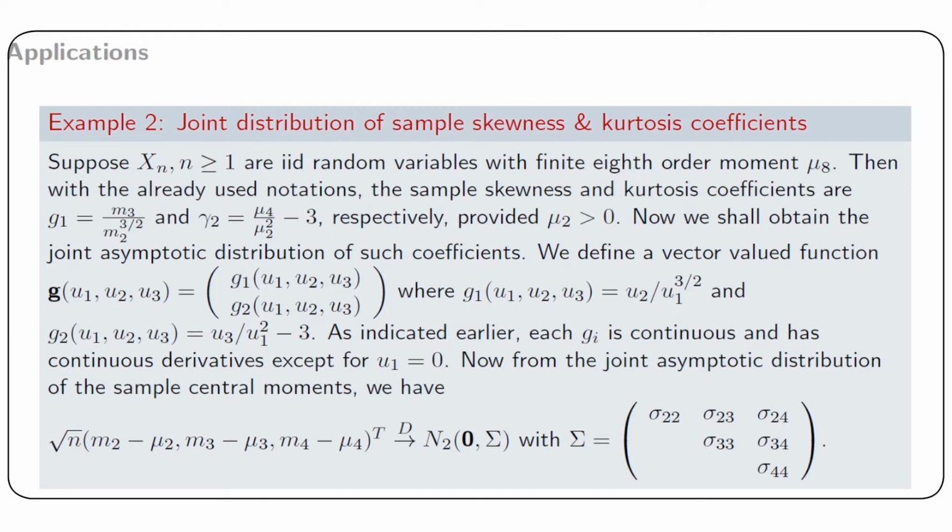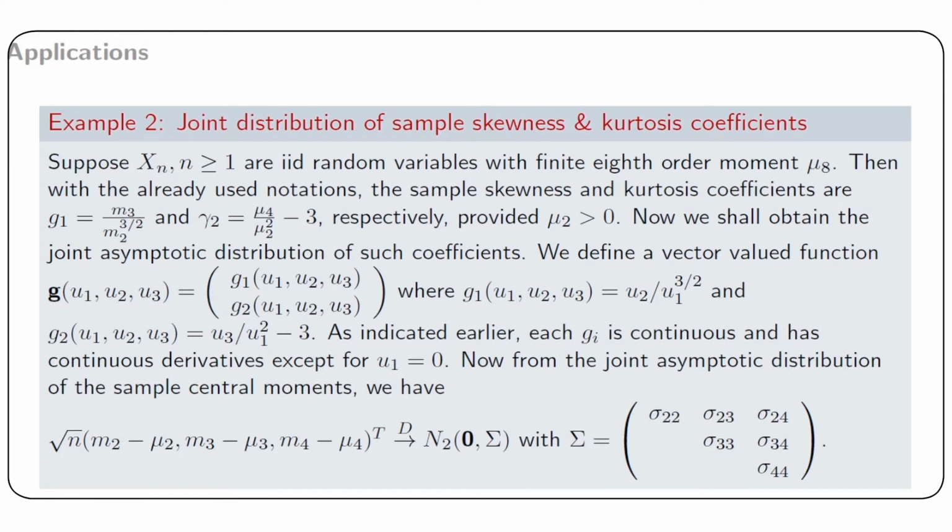As earlier, we assume IID random variables with finite 8th order moment mu8, and we have already defined G1 and G2, gamma 1 and gamma 2, so we are not repeating the definition. But to obtain the asymptotic joint distribution of such coefficients, we need to define a vector valued function g. So we have a g function which is a function of u1, u2, u3, and this g function is itself a vector with two components g1 and g2, where g1 is u2 divided by u1 to the power 3 by 2, and g2 is defined as u3 divided by u1 square minus 3.